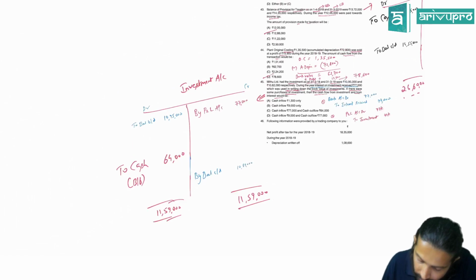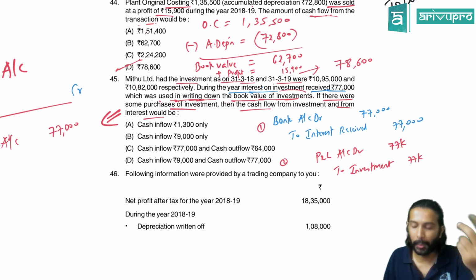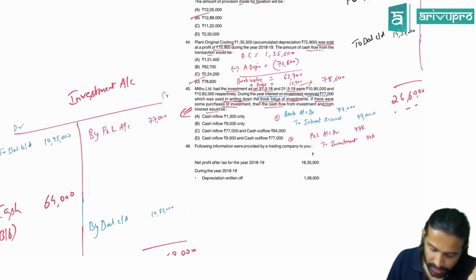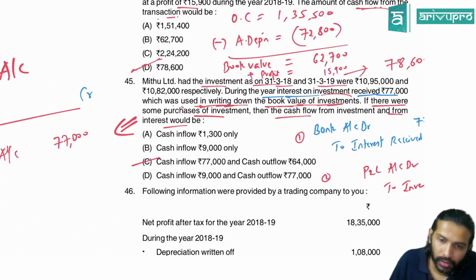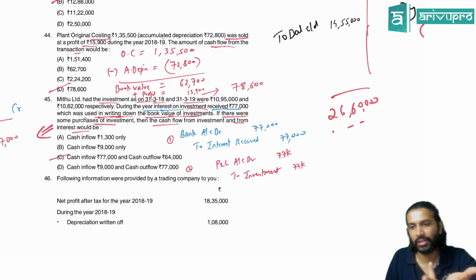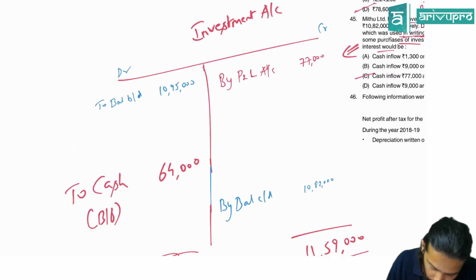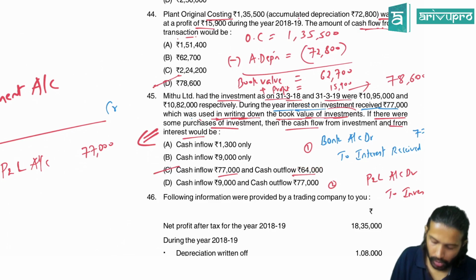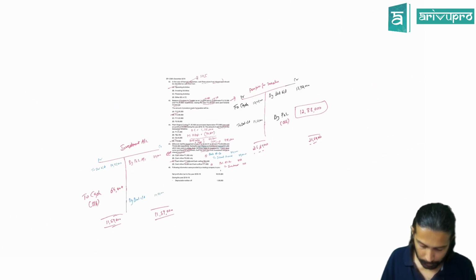So the option should be, again check the order in which they are asking. They asked cash flow from investment. How much is cash flow from investment? You purchase investment, how much? 64,000. Interest is 77,000. Okay, here the order is not important. They have given inflow and outflow. Cash inflow is 77,000. Why? This 77,000 was interest received. When you receive interest, it is cash inflow. When you purchase investment, it is cash outflow. How much is cash outflow? Meaning purchase value 64,000. So cash inflow is 77,000. Cash outflow is 64,000. That should be the option, which is C for Chennai. That is the answer to that particular question.